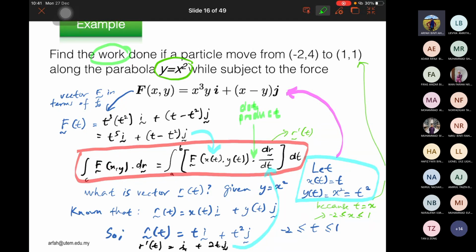So dia dapat tak jawapan integration? Kan dapat, jawapan dia sama dengan 3. Slide ni done.